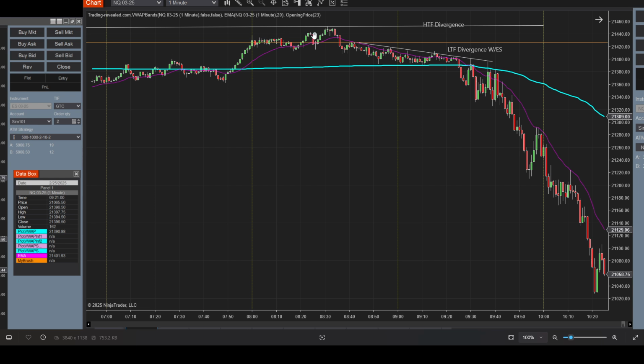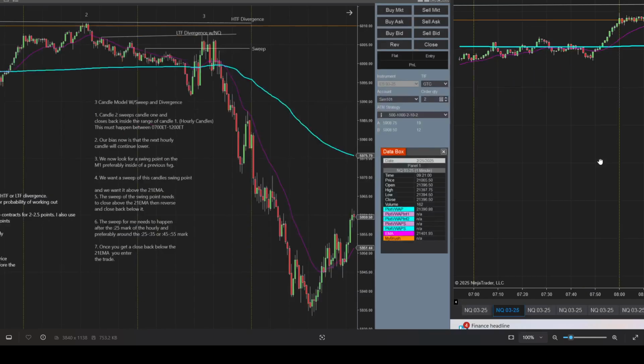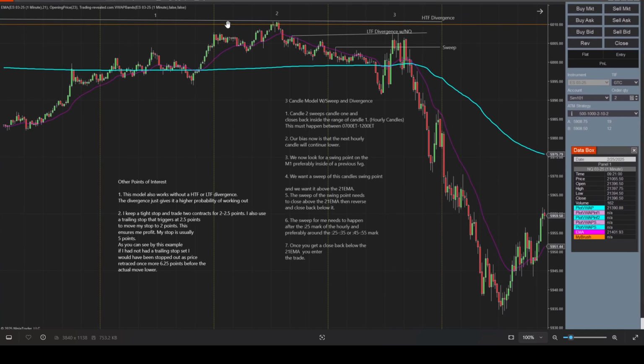So we also have a divergence on the higher time frame. On the hourly, NQ swept over here that we can't see on this chart. It swept another higher time frame intermediate term high. ES did not sweep that high. So we have a divergence between ES and NQ on a higher time frame, on the hourly time frame. And then we also have a divergence on the lower time frame, on the M1, the minute.